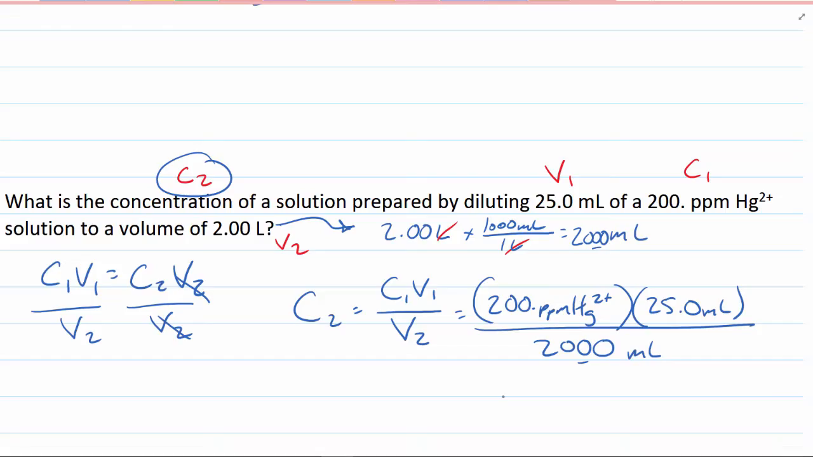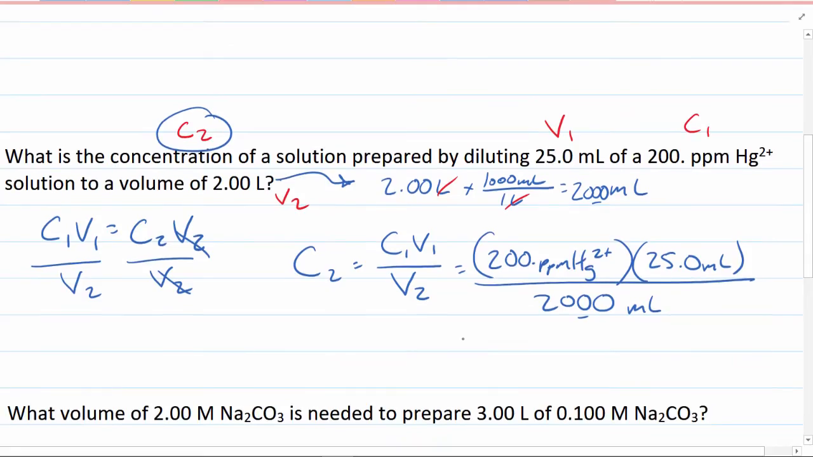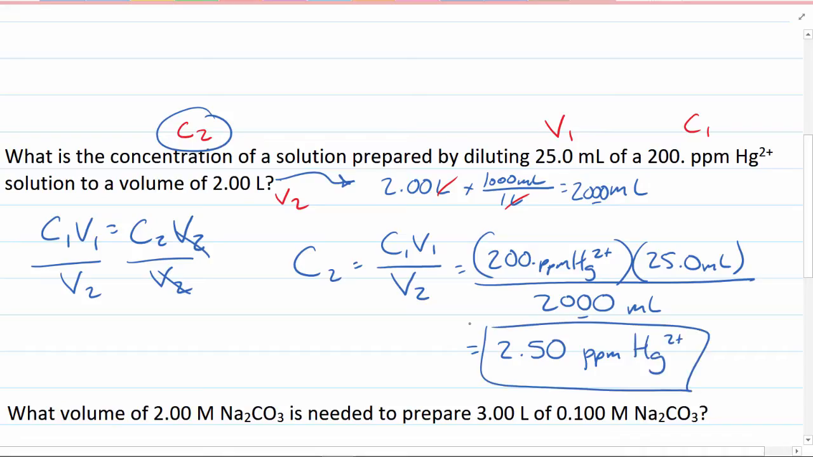200 times 25. We divide that by 2,000. And we wind up with an answer here of 2.5. How many significant figures should be in that answer? 3. So we'd write it as 2.50. The label would be parts per million of the mercury 2 ion or the concentration.